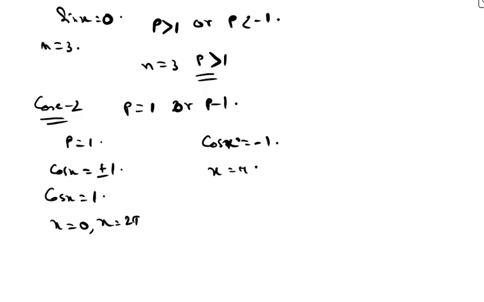But notice something very important. These are exactly the same values we already got from sin x equal to 0. So they do not create any new solutions. So the total distinct solutions is still 3. Okay. So when mod of p is equal to 1, n is equal to 3.